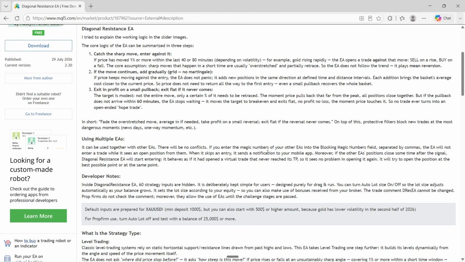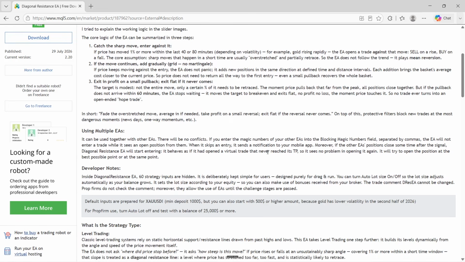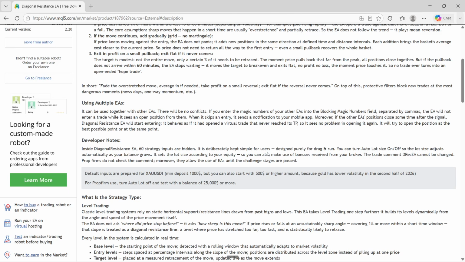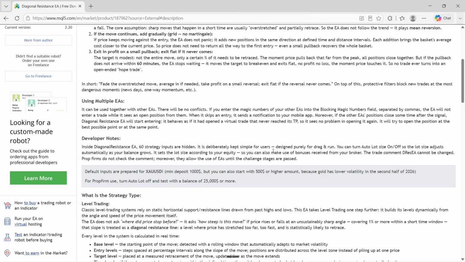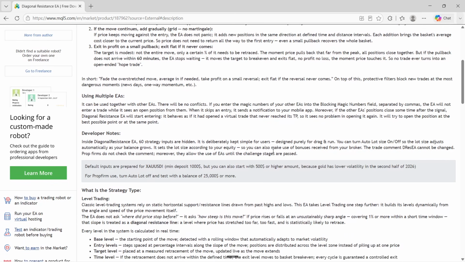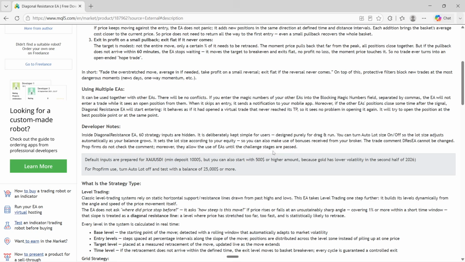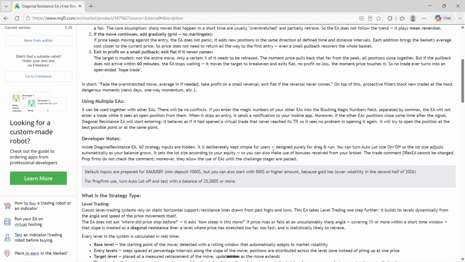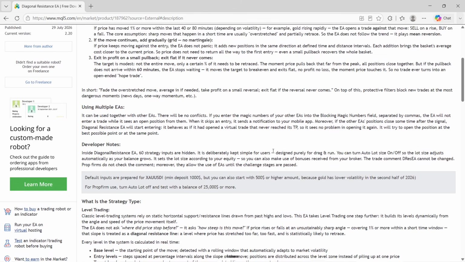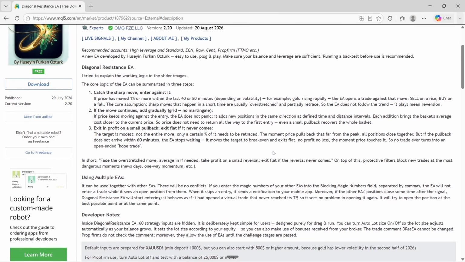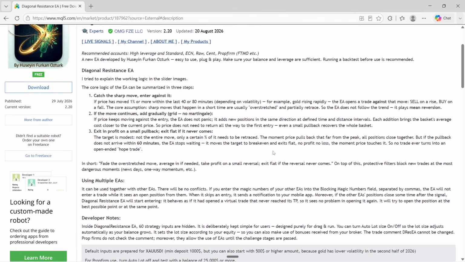All right, so the key features include the dynamic diagonal resistance level construction based on the angle and speed of the move, equal lot grid with strict entry limits, time-based break-even exits after 60 minutes, auto lot option that scales with equity, magic number blocking so it can coexist with other EAs, and a deliberately simplified interface that hides most of the 60 internal strategy inputs.